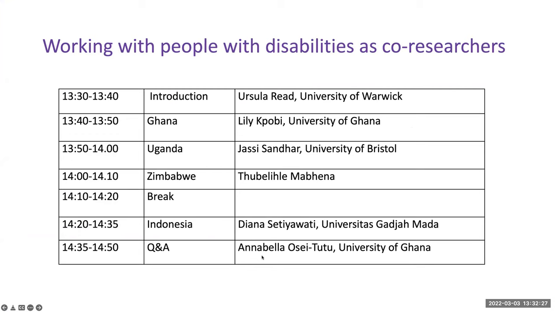I'm Ursula Reed. I was at King's College London, I still am a little bit, but I'm primarily at the University of Warwick now in the UK. I'm just going to give a very brief overview of peer research with people with disabilities and some of the issues. Then I'm going to hand over to our colleague Lily Poby at the University of Ghana, who's going to tell us about working with peer researchers in Ghana for our project there. Then Jassy Sandar and her colleagues will be talking about their research in Uganda. And Tubele Lile from Zimbabwe will be presenting on her work there. Then we'll have a short break. And then finally, Diana, who has flown out to Greece from Indonesia, the Universitas Gajah Mada, will present about her work with peer researchers there. And then finally, Annabella Osetutu from the University of Ghana will host a Q&A at the end.